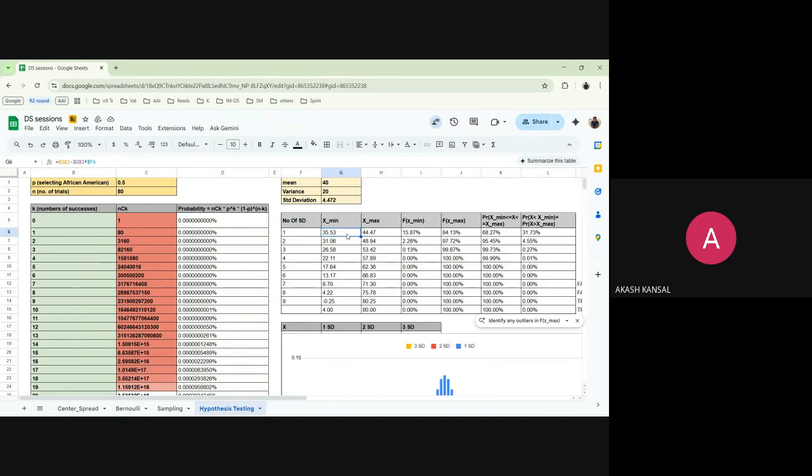So same thing here. The formula is we just are counting the number of standard deviations so that it is uniform, right? Now we have the x minimum, x maximum. Now, since it's a normal distribution, we can have the F score as well. So F score corresponding to this minimum value of x, that is, F score corresponding to 35.53 is 15.87%. And F score corresponding to 44 is 84.13%.